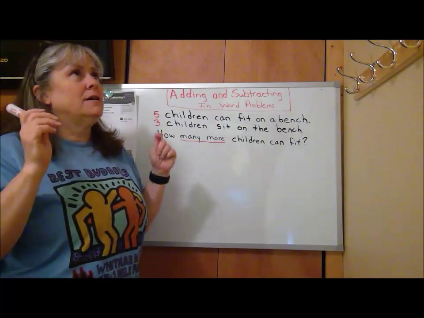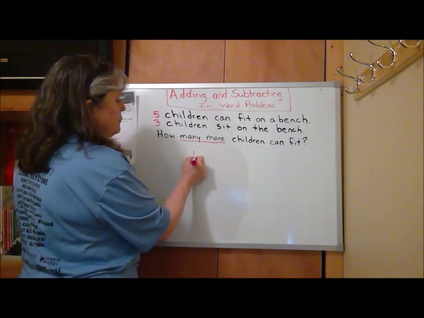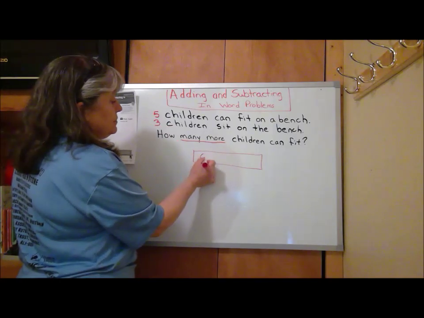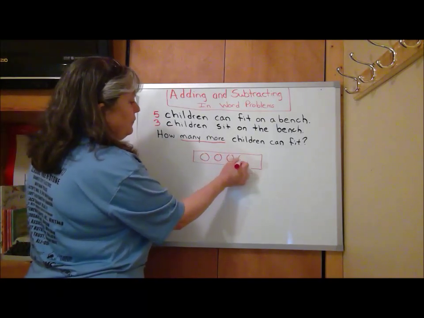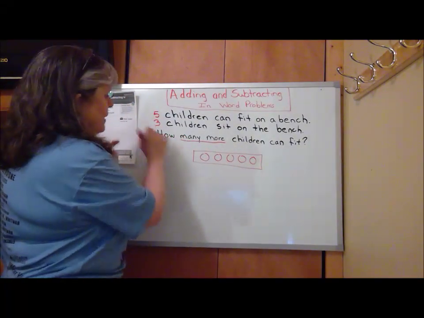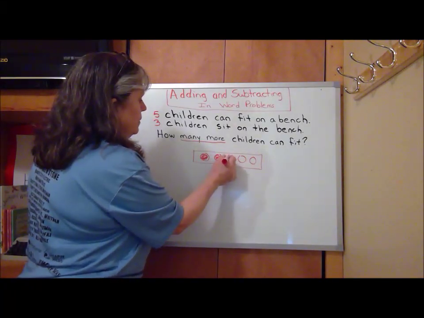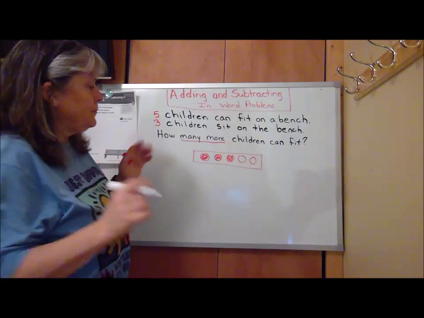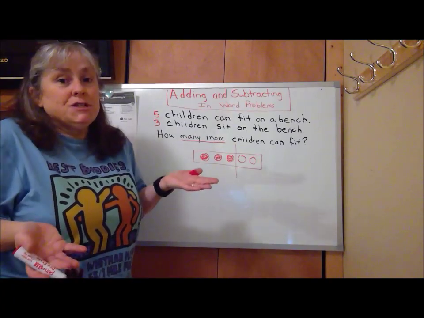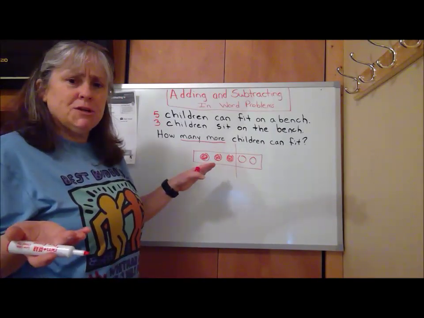I'm super visual. That means I like to see a picture. So I'm going to draw a little picture of my bench. So here's my bench, and I can fit 5. 1, 2, 3, 4, 5. That's how many kids can fit. I know that right now I have 3. 1, 2, 3. I want to know how many more kids can I invite over. So if I'm at the lunch table and they say you can have 5 kids here, you've got 3, how many more friends can you invite over?